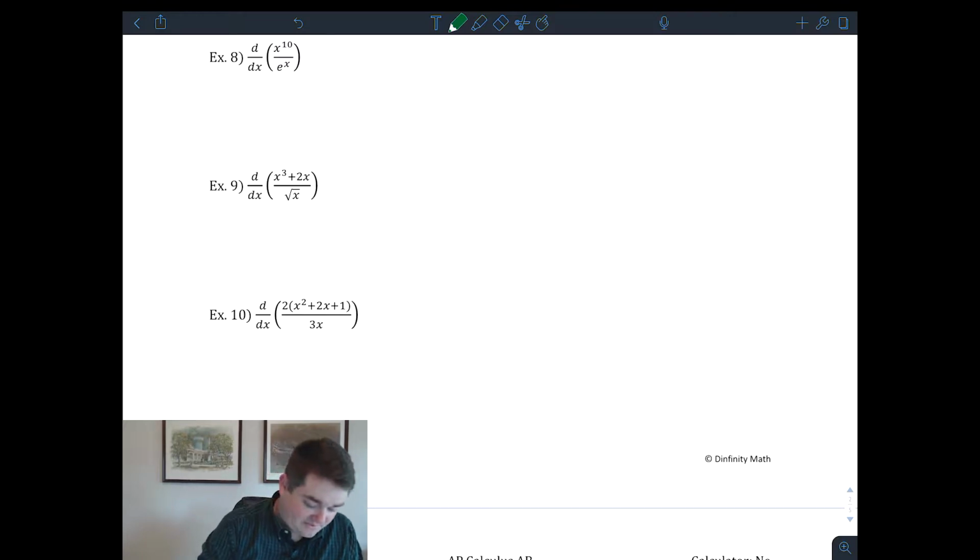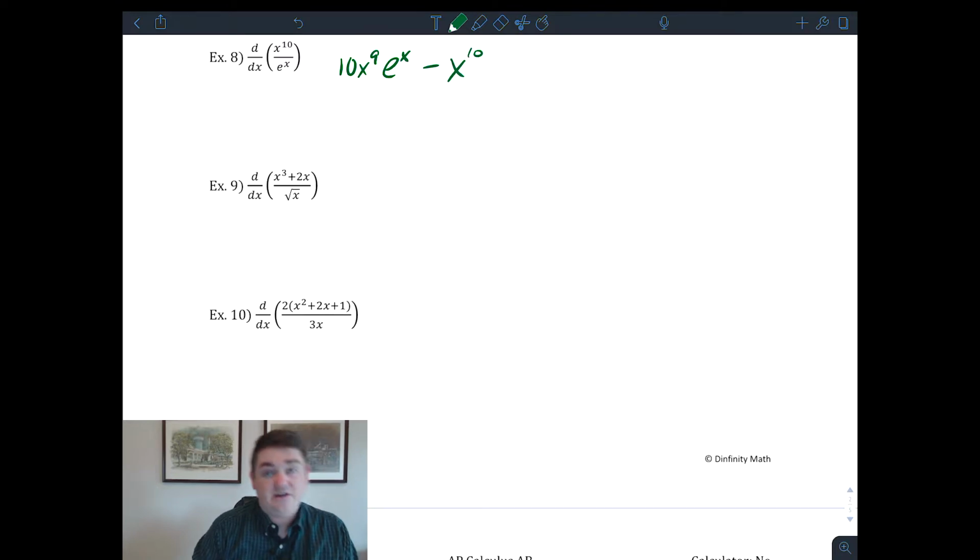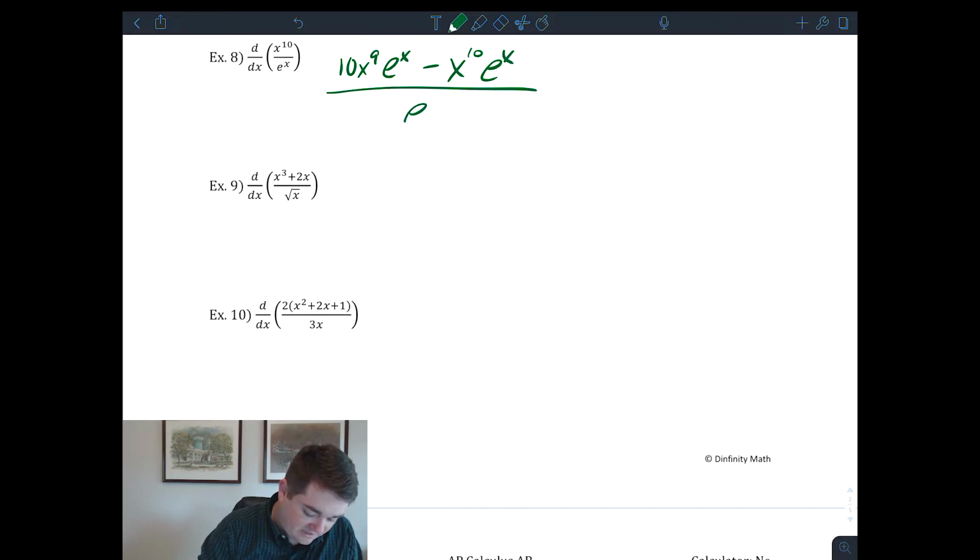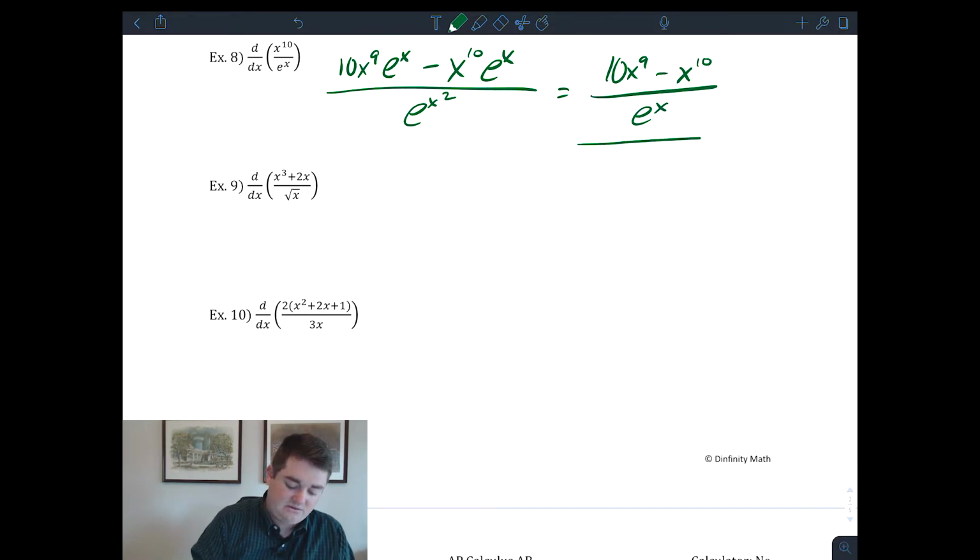The derivative of the top, 10x to the 9th, times e to the x, minus the top, x to the 10th, times the derivative of e to the x, it's e to the x, over e to the x squared. One thing I notice is that every term here has e to the x in common, so I can rewrite this as 10x to the 9th minus x to the 10th over e to the x.